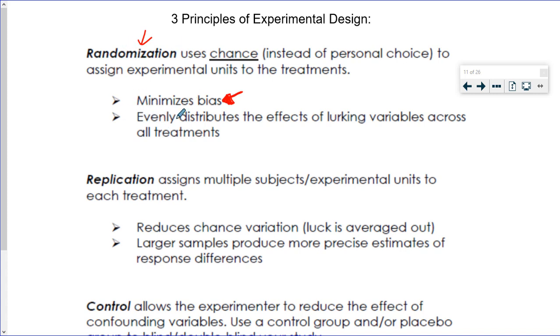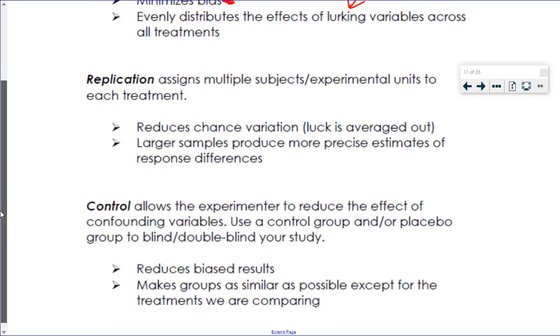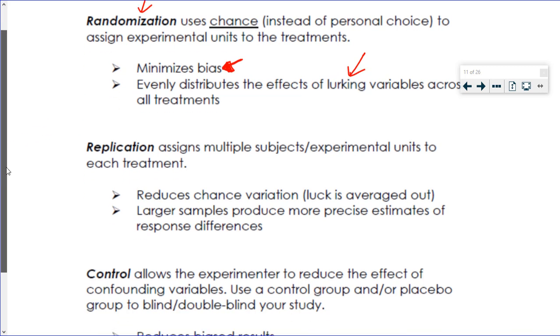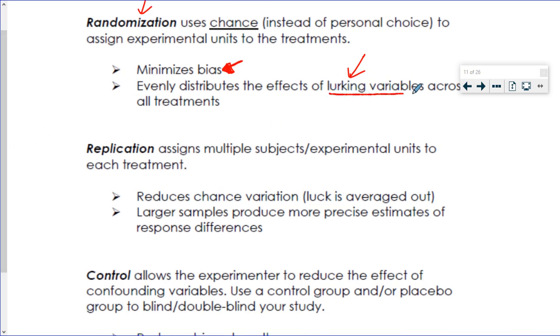Randomization also evenly distributes the effects of lurking variables across all treatments. This is another vocab word. I told you there was a lot of vocab in this. Now, lurking variables, and there's also another one down here on this page. Let's talk about them both at the same time. There's this one that says lurking variables, and there's one down here that says confounding variables. These two things are actually the exact same thing with one small difference.